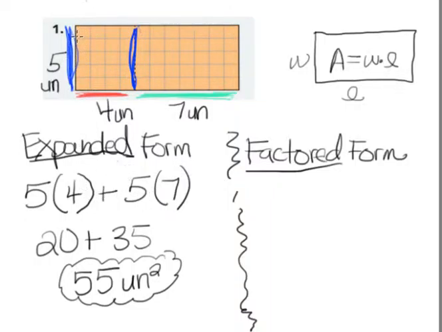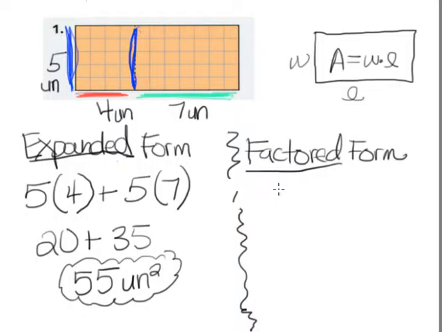So factored form basically says, well, I know that these two smaller rectangles here share the side length here. So instead of adding the area of these two smaller rectangles together, I can just multiply two things together. I can multiply this width by this length here. And instead of expressing the length of the big rectangle with one number, I'm going to express it as a sum of these two lengths.